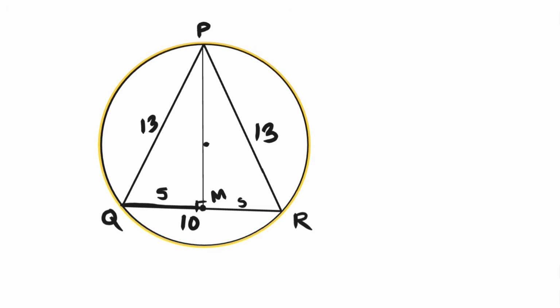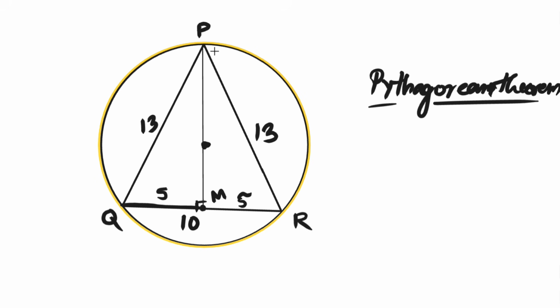Now, let's focus on right triangle PQM. We know that PQ equals 13 units and QM equals 5 units. We want to find the length of PM. The reason this is important is because PM lies on the diameter that we will eventually use to find the radius. Since triangle PQM is a right triangle, we can apply the Pythagorean theorem. Remember, the Pythagorean theorem tells us that in any right triangle, the square of the hypotenuse equals the sum of the squares of the other two sides.